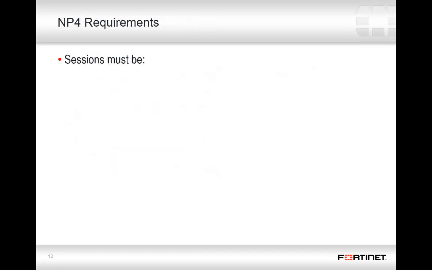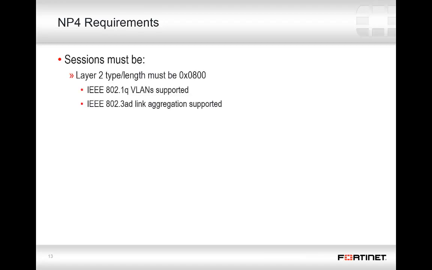Logs are one reason why you might choose to manually disable NP offloading, but when will offloading be automatically disabled? To be offloadable to NP4, traffic must match the ASIC chip's design criteria. The layer 2 type length must be set to 0x0800, IEEE 802.1q, and 3AD traffic can also be offloaded. The layer 3 must be IPv4. IPv6 isn't supported by NP4.